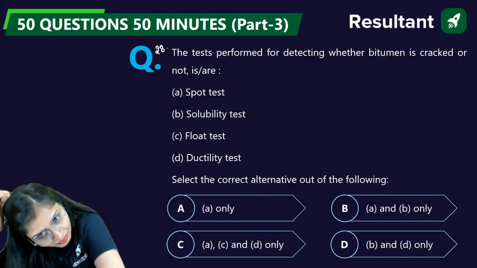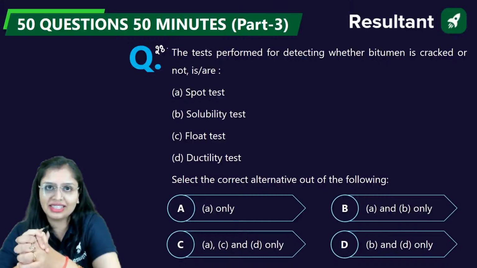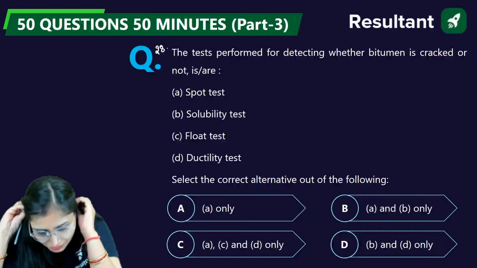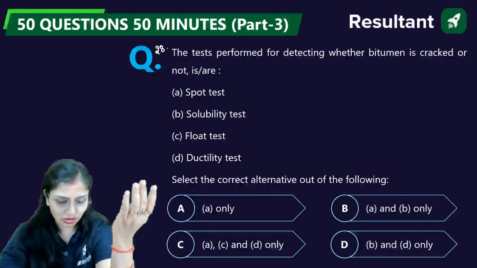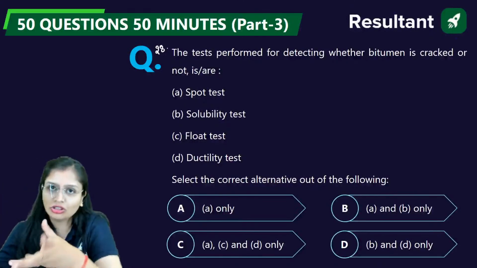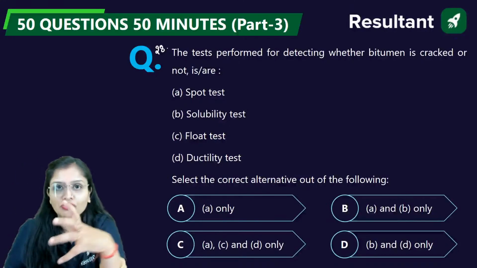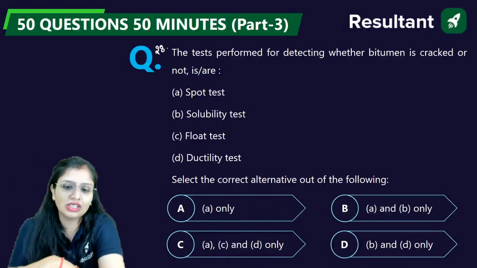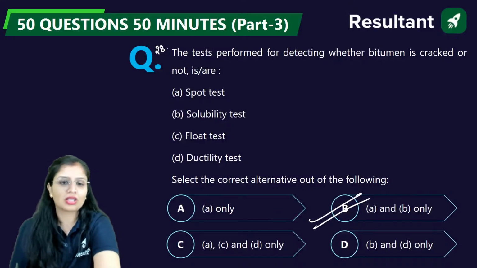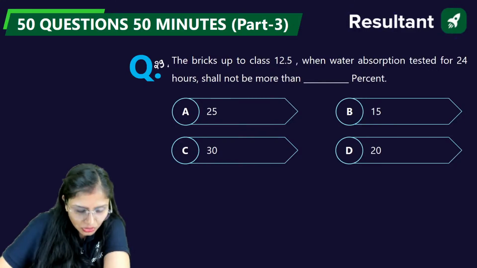See, flow test and all, you do it for checking the consistency. That is not done for checking whether bitumen has cracked or not. For whether cracking is there, you can do the spot test or the solubility test to check whether bitumen is cracked or not. You don't do flow test, that is used for checking the consistency of bitumen. So A and B.